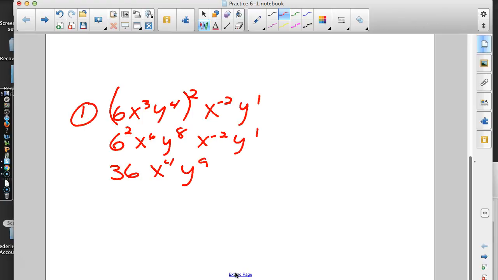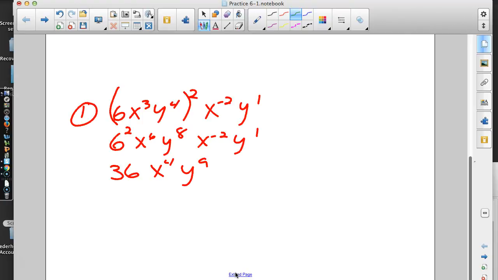Now when we did the concept bite, we were not talking about absolute value bars. So if you were thinking, when we have x's and y's, aren't we supposed to always use absolute value bars? No, that was when we started talking about radicals. So during the concept bite, that was it. So 36 x to the 4th, y to the 9th.